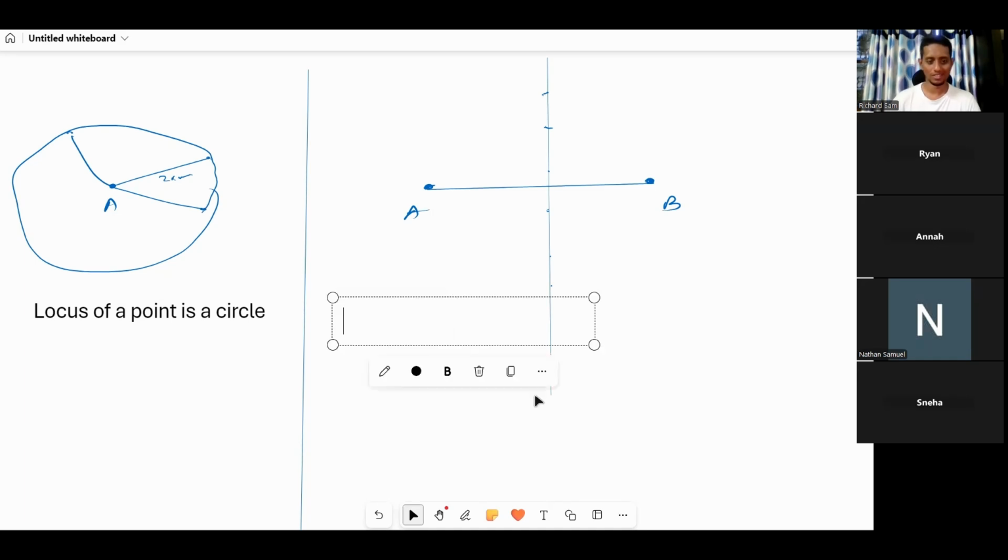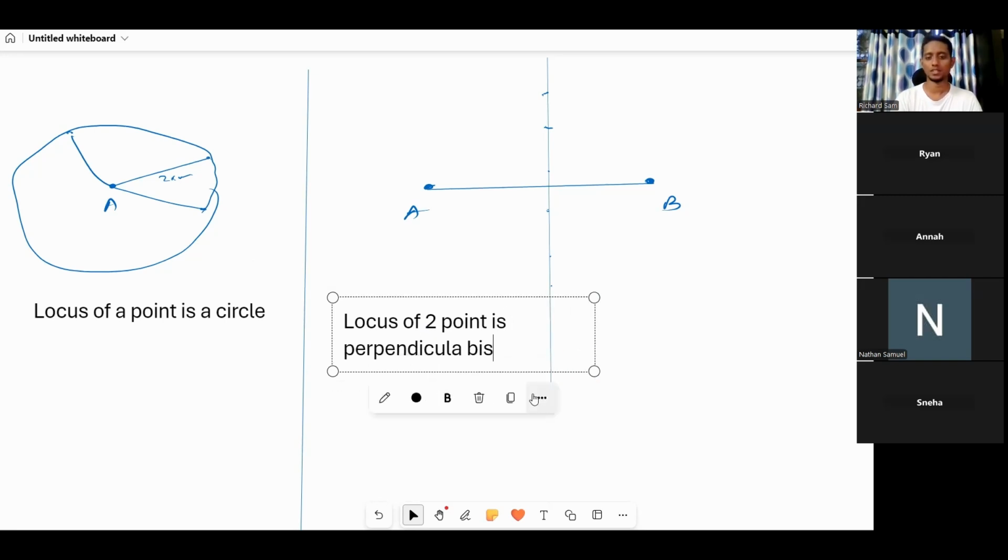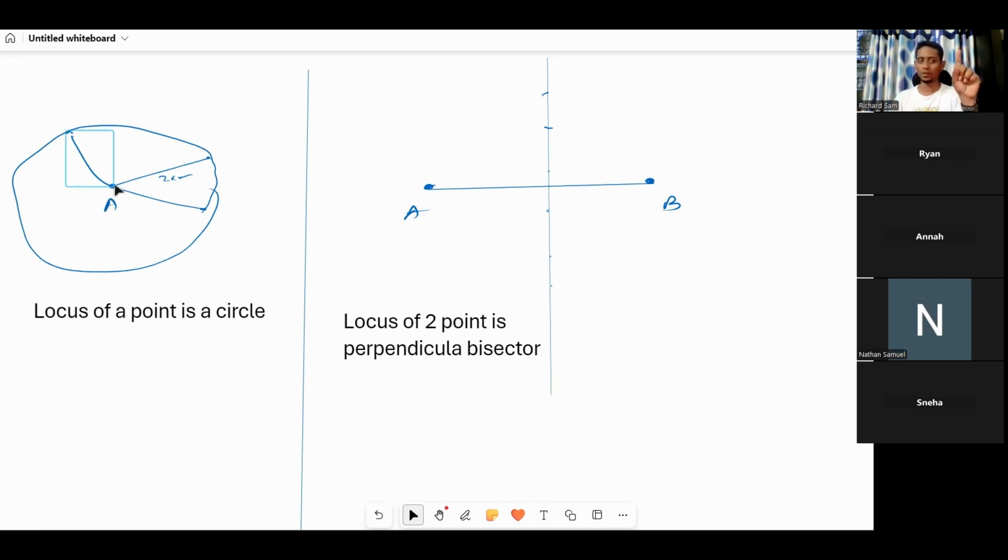Okay. So locus of 2 points is what? Perpendicular bisector. You just have to memorize these few things that I'm writing here. Understand and memorize it. So locus from a single point will always be a circle around it. Locus from 2 points will always be a perpendicular bisector. Is everyone clear with this?